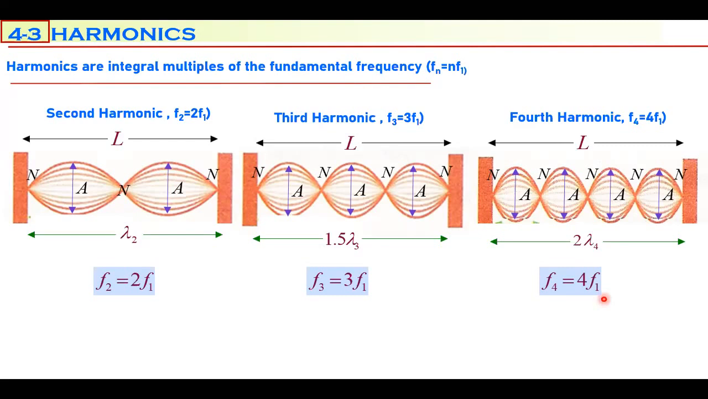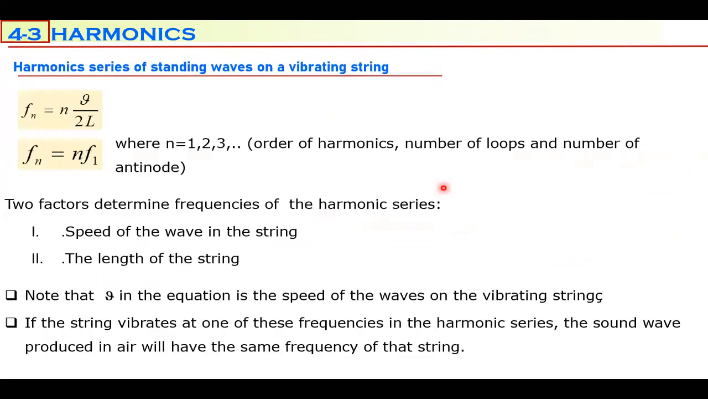And all harmonics are present in string instruments. The equation for the harmonic series of standing waves on a vibrating string can be written as f_n = n times v over 2L. Remember, v over 2L is the fundamental frequency, and n is 1, 2, 3, 4, and so on, known as the order of the harmonic, or the number of loops, also the number of antinodes.